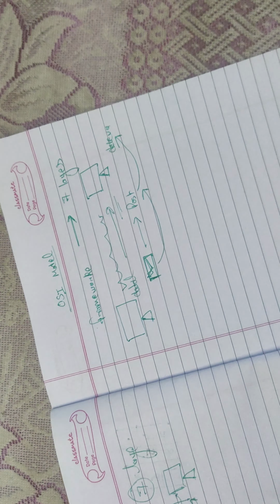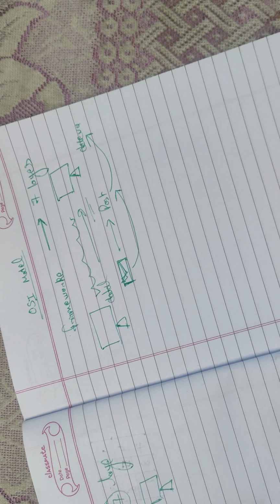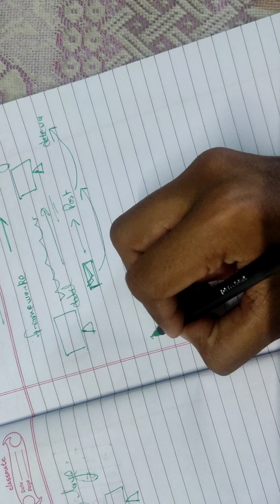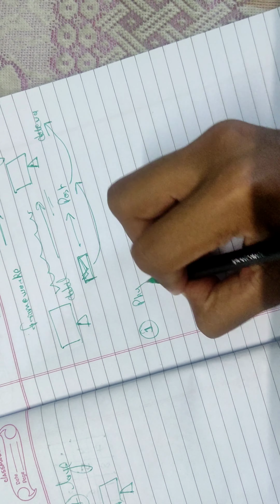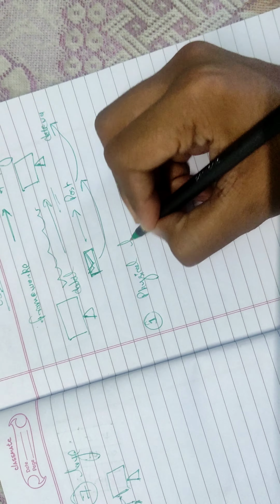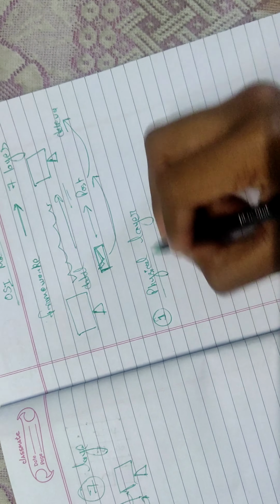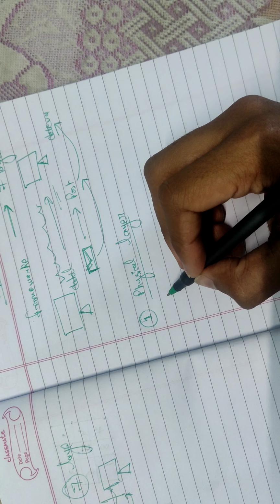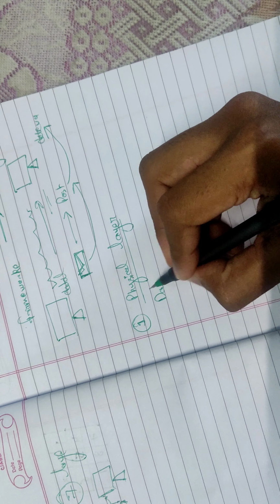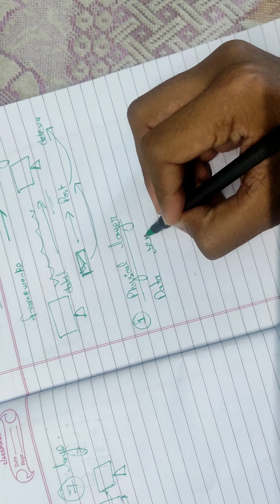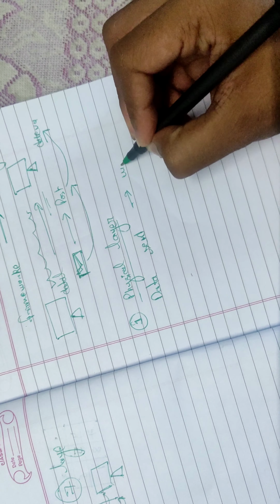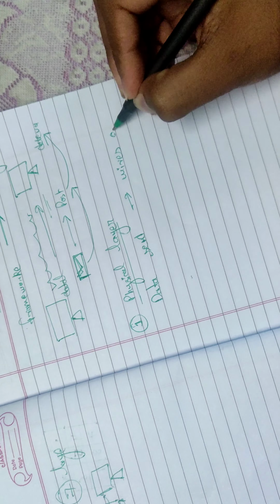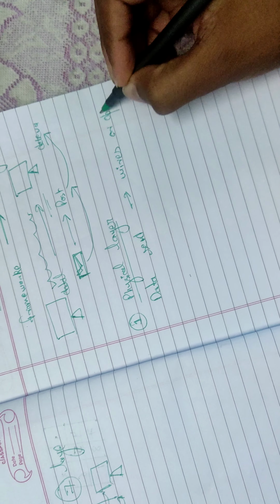Okay, now let's talk about all the layers. So first layer is physical layer. So basically what is physical layer? In physical layer, the data is being sent through wires or optical fibers.